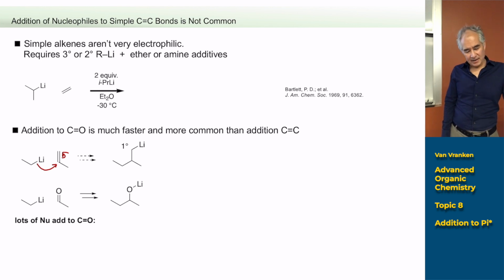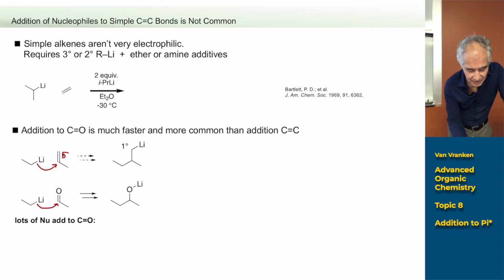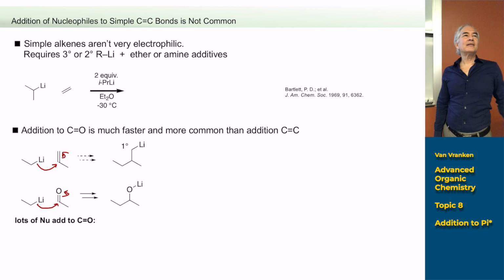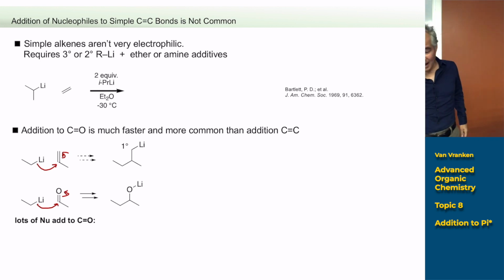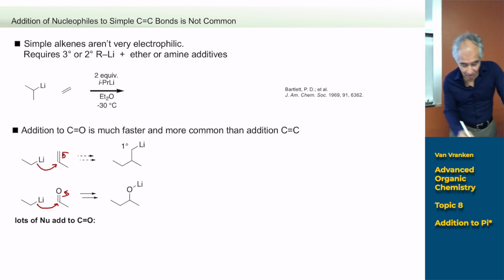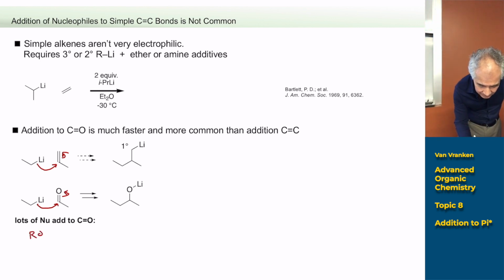Now, it's surprising because it is very good to take alkyllithiums and Grignard reagents and add them to carbonyls. That's fantastic. All kinds of nucleophiles can add to carbonyls. Right? I hope you would know that. Lots of nucleophiles. Alkoxides can add to carbonyls. Amines can add to carbonyls. Grignard reagents can add to carbonyls.